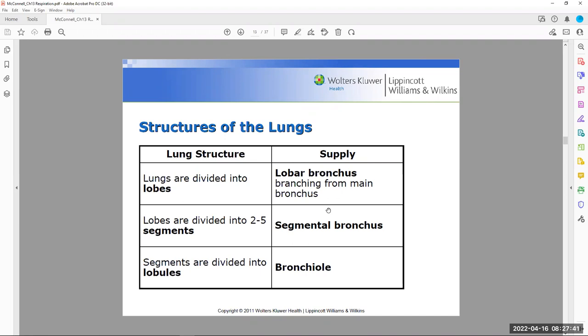So the right. The right lung, right. And why is the left lung smaller? To make space for the heart. Correct, very good, Alexis and Judith. So to make space for the heart, the left lung is actually smaller than the right lung itself.